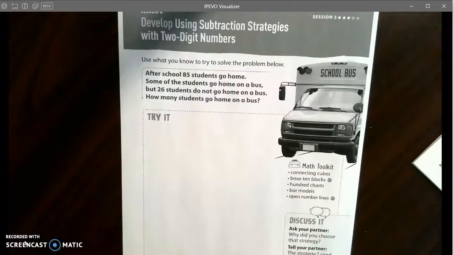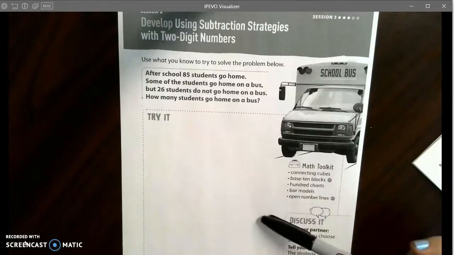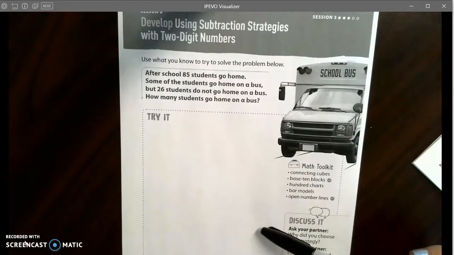Today for math, we are using subtraction strategies that we have learned to solve two-digit subtraction problems. I know that sounds a little bit redundant. So first, again, I want you to practice solving this problem in the try it area just to see what strategy you're using. I want you to pause the video and practice.